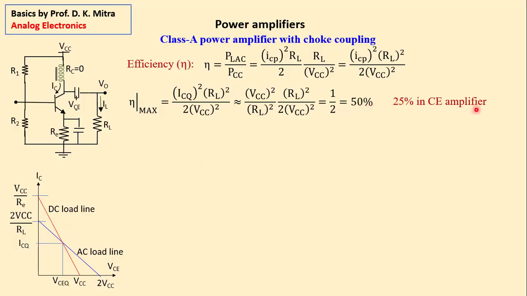So the maximum efficiency of a choke coupled amplifier is 50%, whereas it was only 25% in the common emitter amplifier. So you see another big improvement in this choke coupled amplifier.